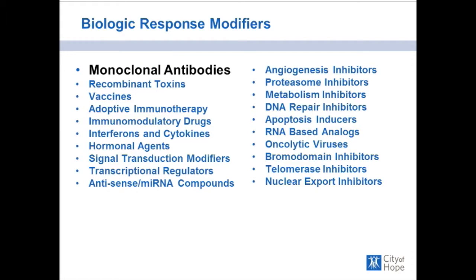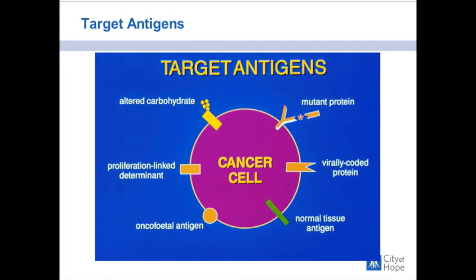The biologic response modifiers are listed on this slide, and we're going to go through each of them, starting with monoclonal antibodies, which actually were in the forefront of this area. Back in 1979, when I first started my fellowship and my research project was to make monoclonal antibodies against lung cancer antigens, I put together this cartoon. It showed that there were targets on the cancer cell that either are restricted to the cancer cell or they're present on normal cells as well, but seen in an increased number on the cancer cell, like proliferation-linked determinants.